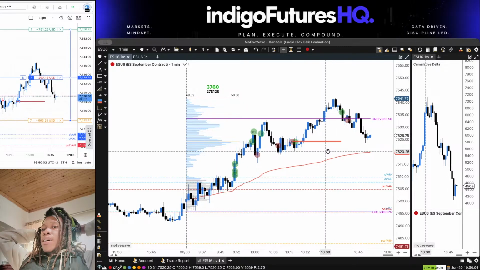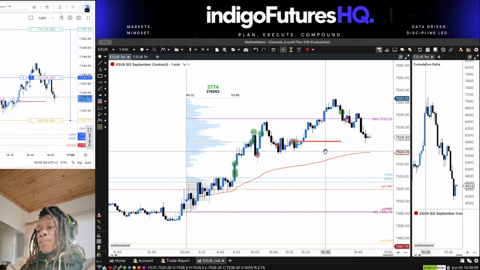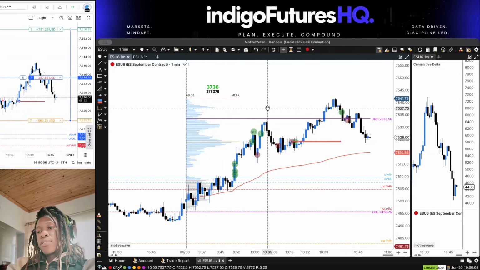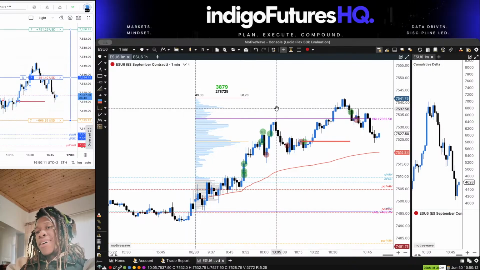Yep, all buyers did step in. Delta did move up from 3,200 to 3,700. So buyers still kind of in control of this auction so far, man. But there is a lot of selling pressure coming in.